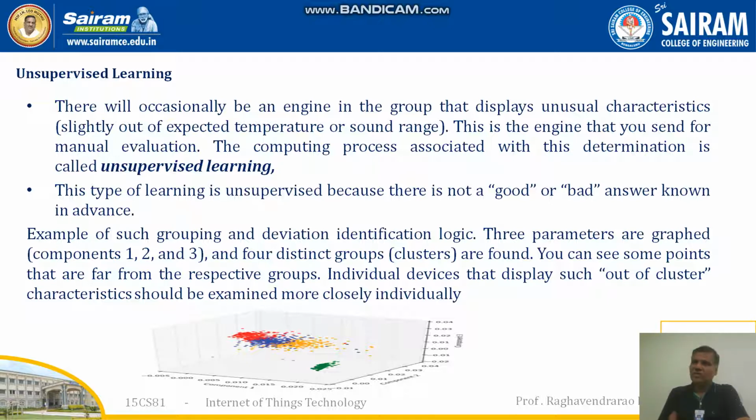In this, we cannot say whether it is good or bad. The answer is, in advance we cannot say. Unless we test, we cannot say anything. In the example being shown, clusters are being made. Basically, some groups of the components are identified. So there are 4 distinct groups. You can see some points that are far from the respective groups. They are called individual devices that display out of clusters.